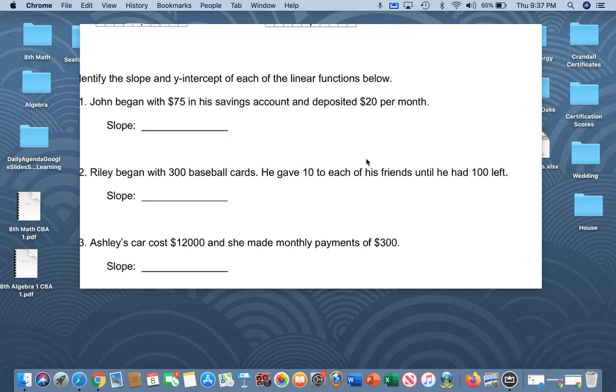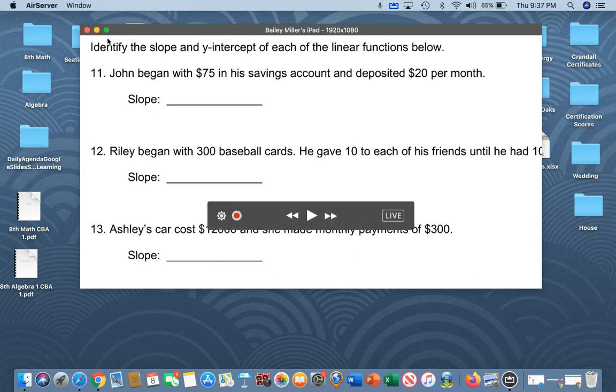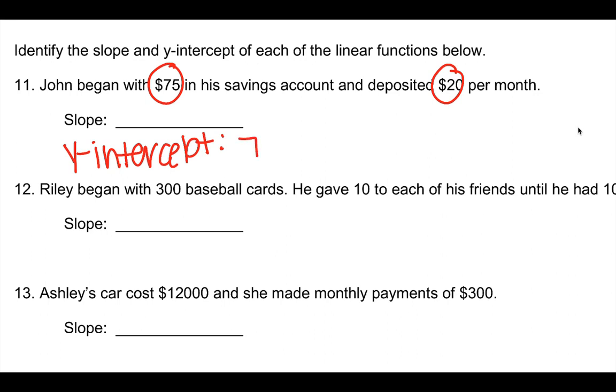Okay, so let's look at some of these. It says identify the slope and y-intercept of each of the linear functions below. John began with $75 in his savings account and deposited $20 per month. So our 2 numbers are this. I know one's my slope, one's my y-intercept, right? Well, he began with. That's our starting initial point. So that's my y-intercept. My y-intercept is the 75. My slope is the $20.